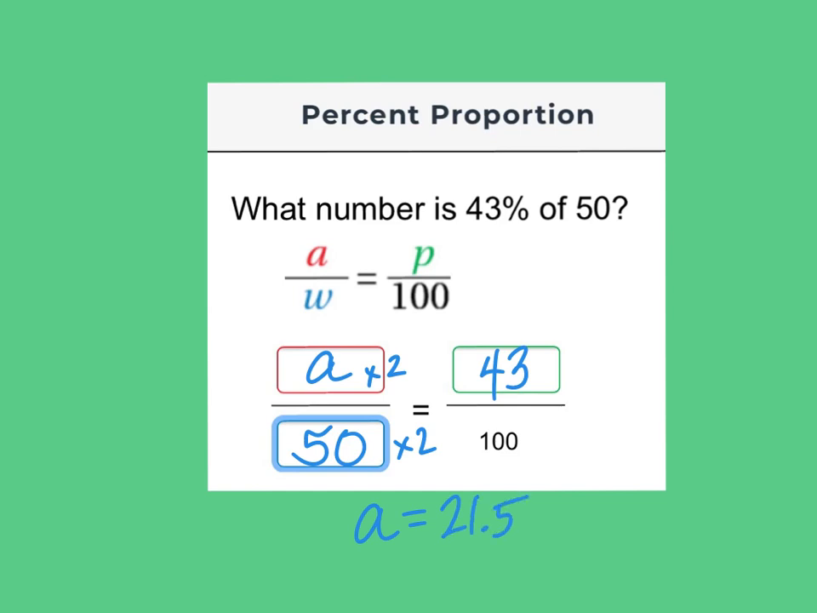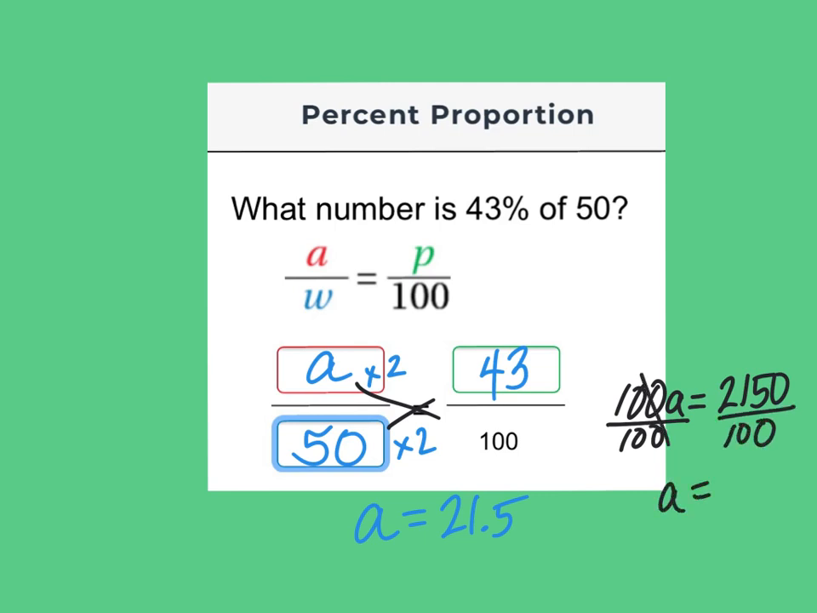Okay? If you have a situation where you can't easily see that using some mental math, then we can use that strategy of cross products. So we would do A times 100, and we get 100A, 50 times 43, which equals 2,150. 100 is being multiplied by A, so I would divide by 100 to isolate A and find out that A, again, is 21 5/10, or 21 and a half.